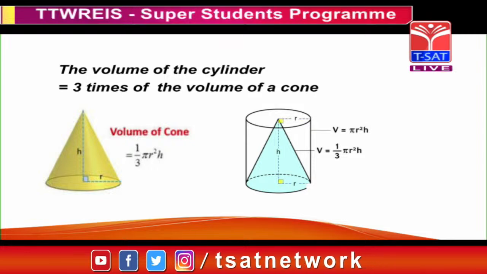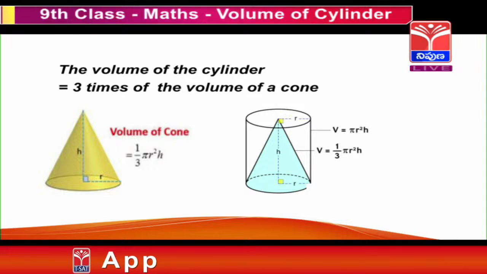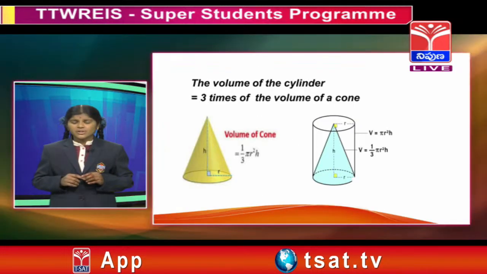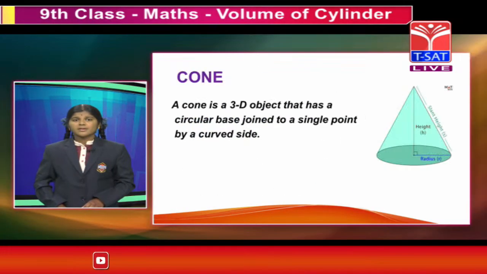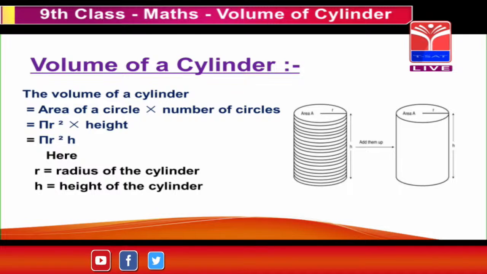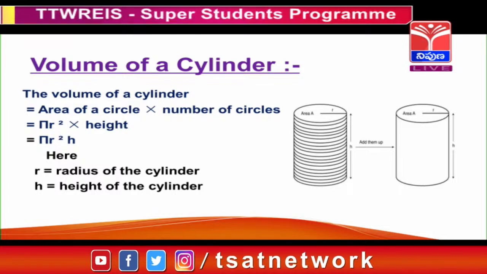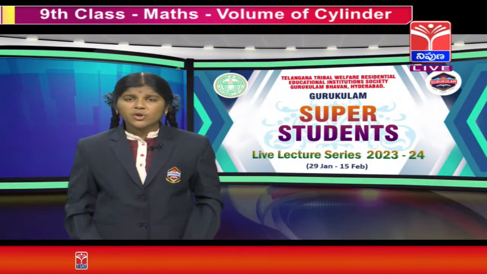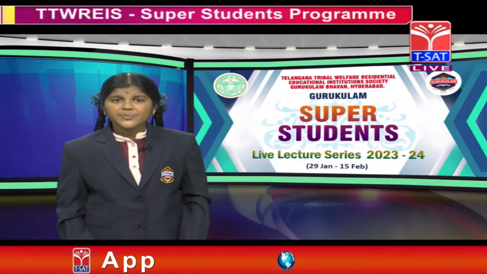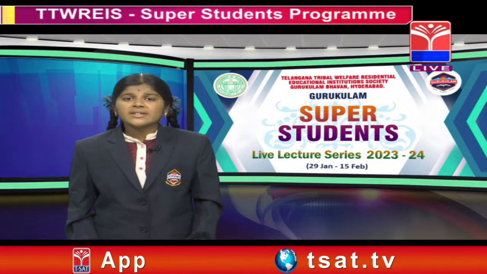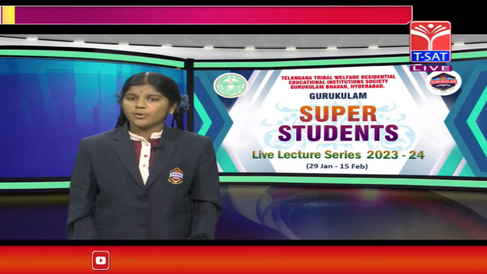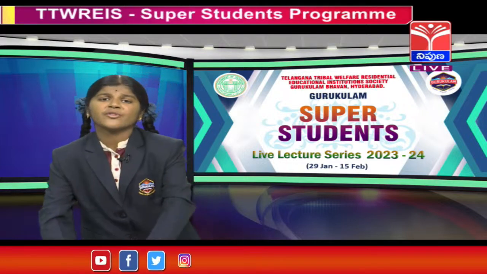Then by this activity I want to derive the volume of a cone. So the volume of a cylinder, we know, is equal to pi r square h. Then how is it related to the volume of a cone? Let us see. The volume of a cylinder is equal to 3 times the volume of a cone. Why 3 times the volume of a cone?